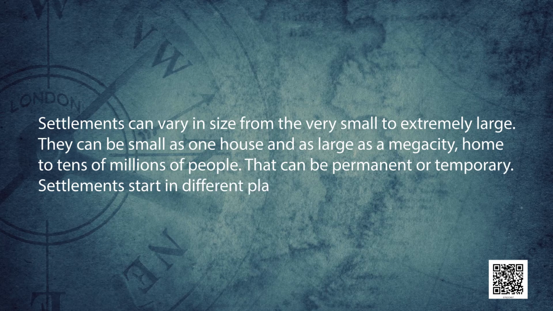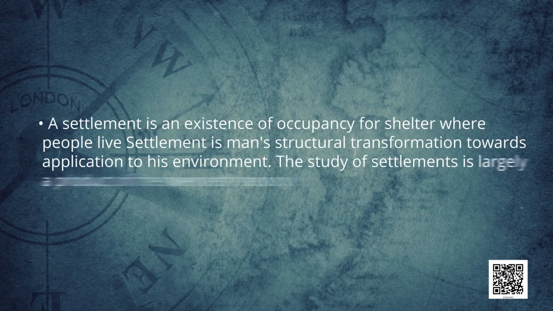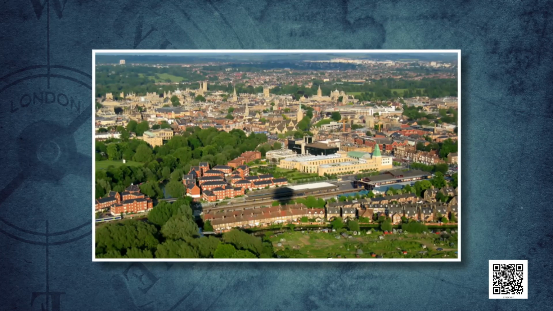Settlements start in different places for different reasons. A settlement is an existence of occupancy for shelter where people live. Settlement is man's structural transformation towards adaptation to his environment. The study of settlement is largely a product of the 20th century. A settlement is man's first step towards adaptation to his environment.